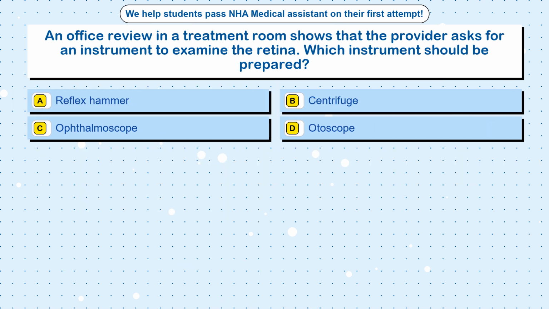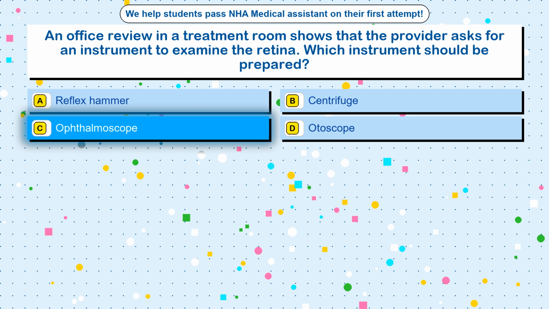Question 12. An office review in a treatment room shows that the provider asks for an instrument to examine the retina. Which instrument should be prepared? Option A. Reflex hammer. Option B. Centrifuge. Option C. Ophthalmoscope. Option D. Otoscope. The correct answer is option C.